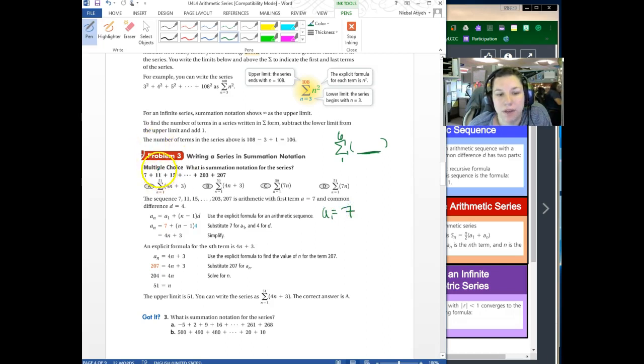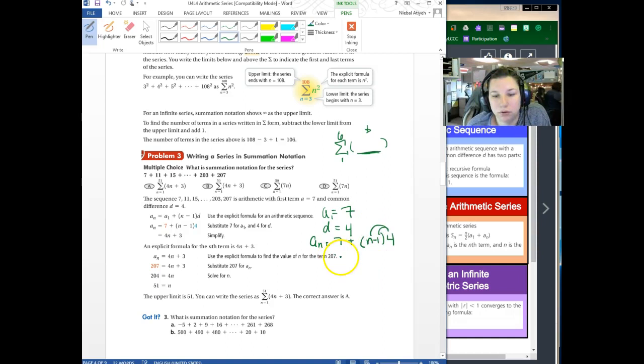Okay, and I also can find the common difference because it's arithmetic, right? So 11 minus 7 gives us a common difference of 4. And we substitute that into our explicit formula to get the formula that we're going to plug in right here. So a_n is going to be your first term plus n minus 1 times your common difference, which is 4. Sometimes on your assessments they leave it just like that.